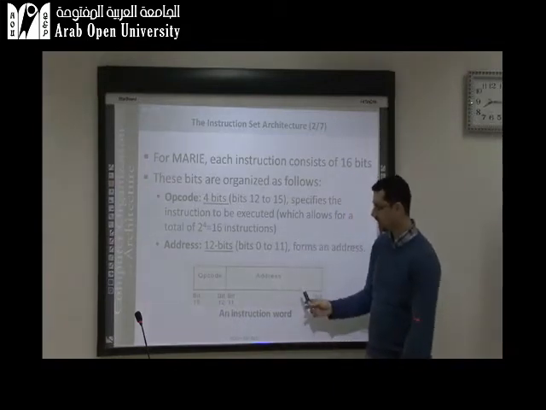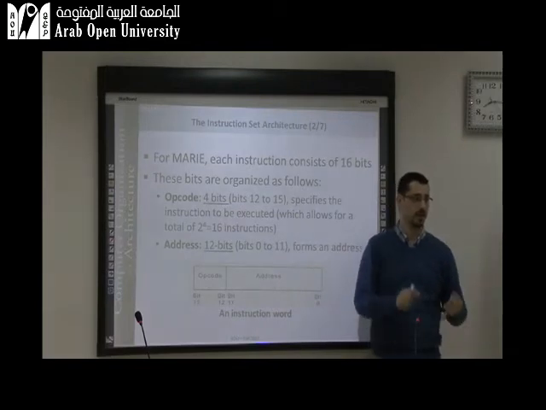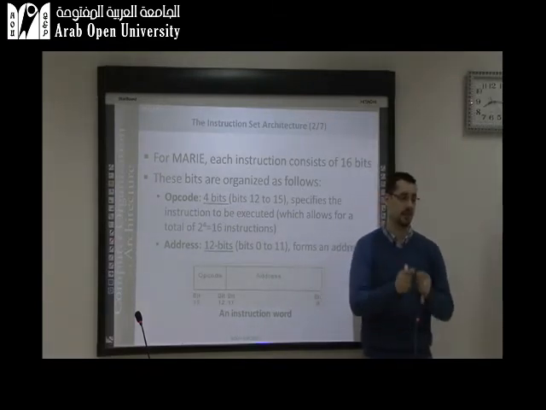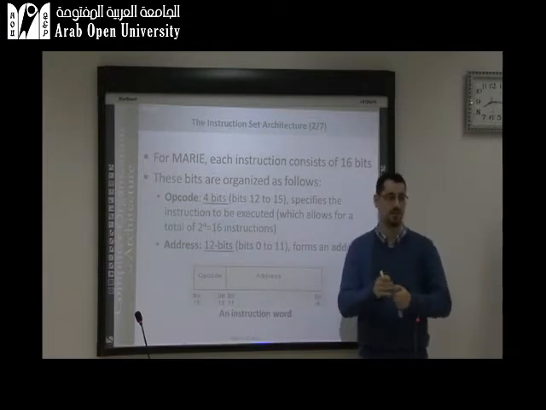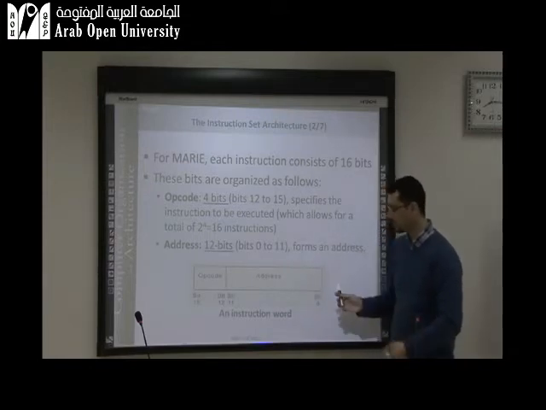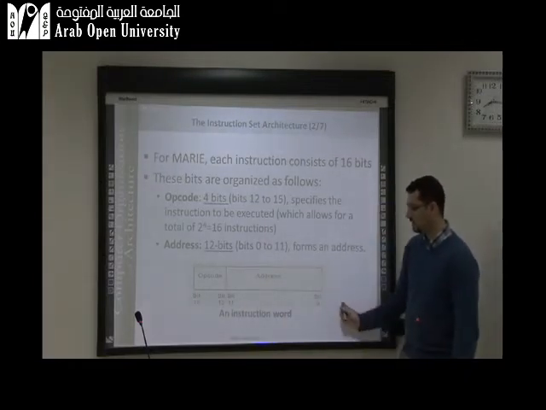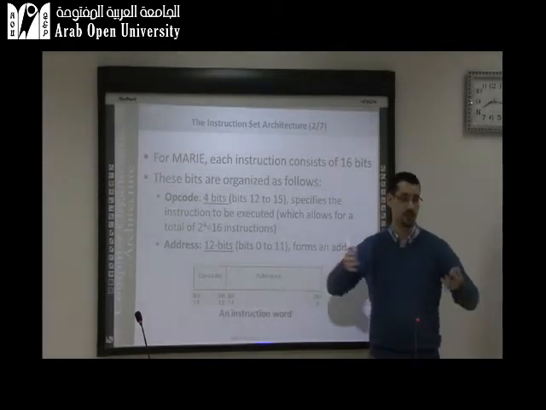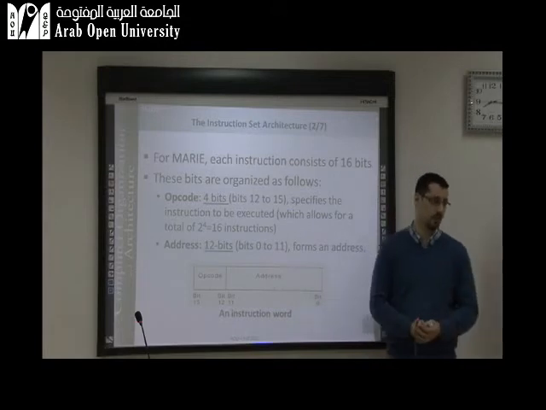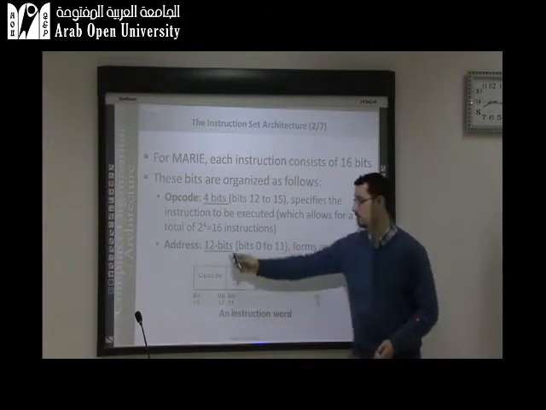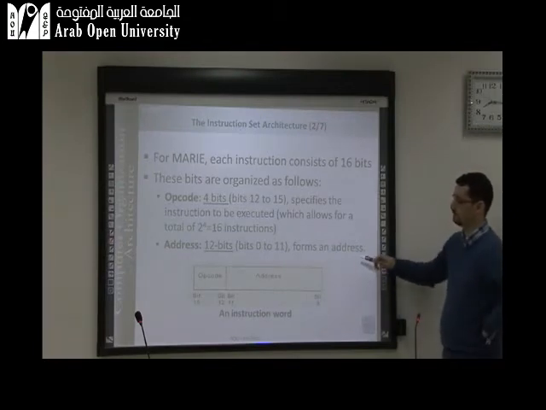So what we will do is to list all the opcodes and give the definition of what the binary representation means in the instruction set. And then we will have an address field that contains 12 bits. Why? Because inside Marie, we have an address of 12 bits. So 12 plus 4 makes 16, that is the word, that is the instruction length.